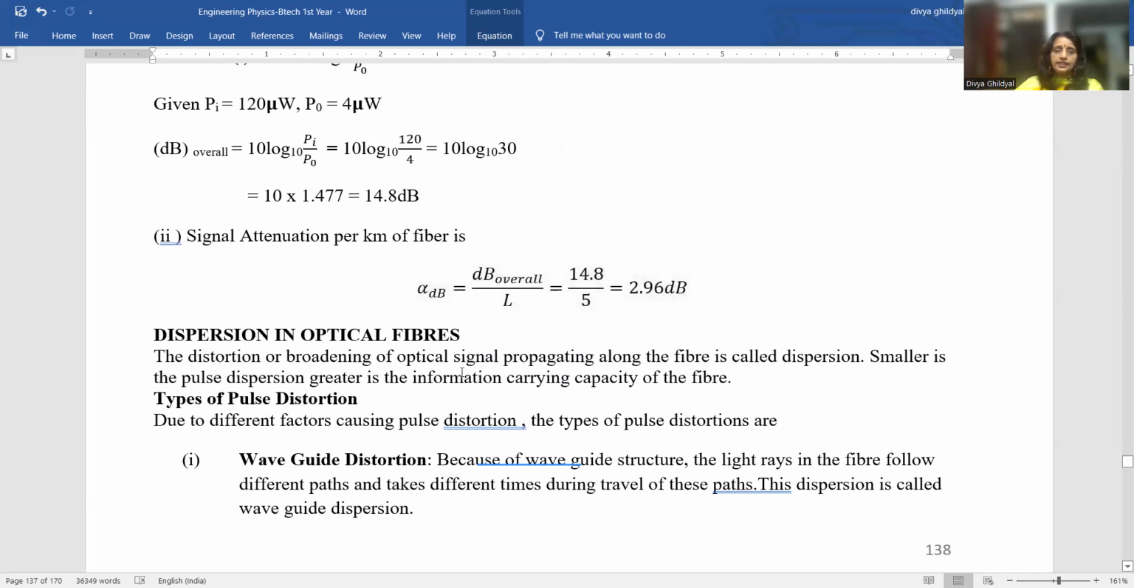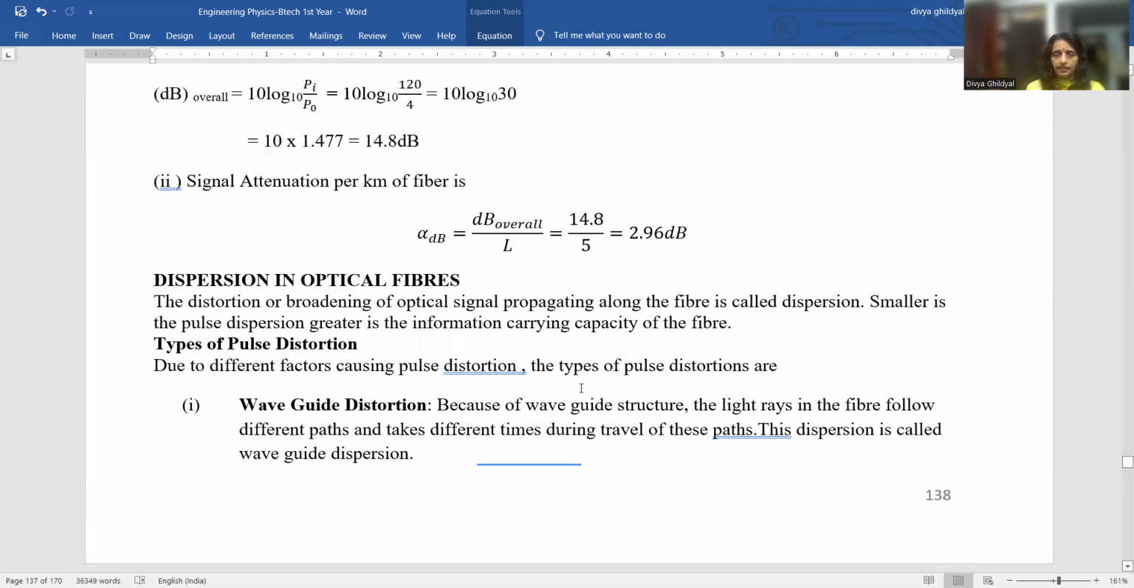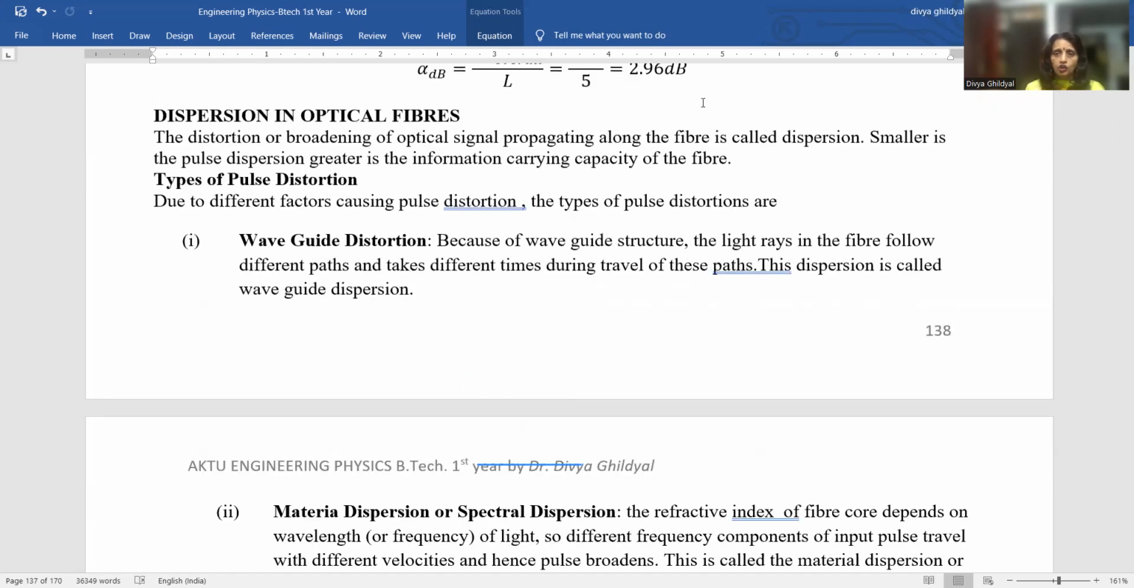So what are the dispersion losses in optical fiber? The distortion or broadening of optical fiber signal propagating along the fiber is called dispersion. Smaller is the pulse dispersion, greater is the information being carried by the optical fiber. That means losses should be less. If losses are more, optical fiber is not of good quality.